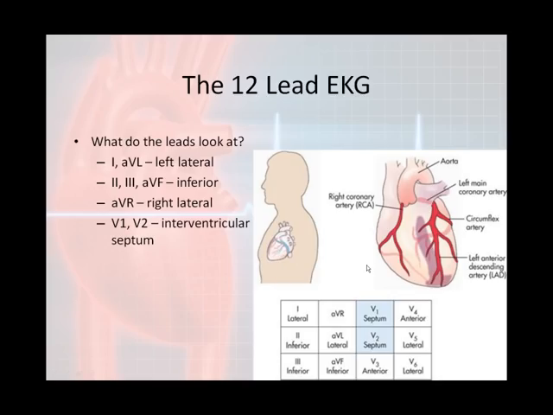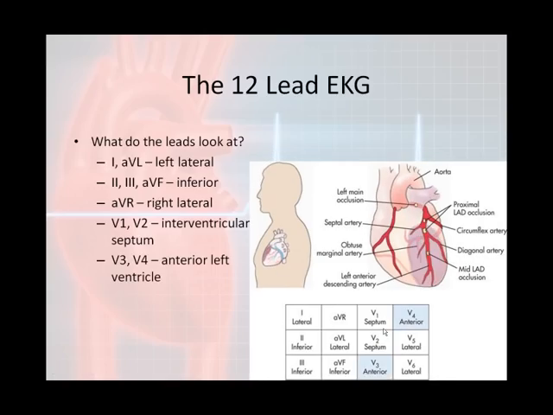To really note the interventricular septum, you want to look at V1 and V2. They're always going to be located right here. The anterior left ventricle is always going to be V3 and V4. These are the ones that are really the only ones that are ever split. V5 and V6 are lateral, 1 and AVL are lateral, 2, 3, AVF are inferior, V1, V2 septum. These two split up on the EKG paper, but I guess there's nothing we can do about that.